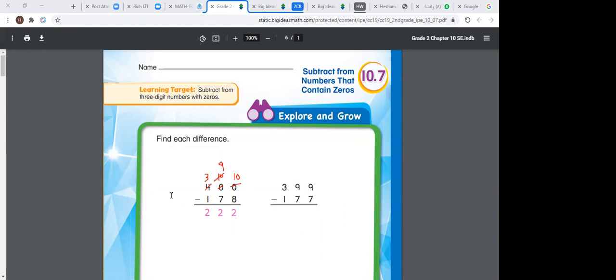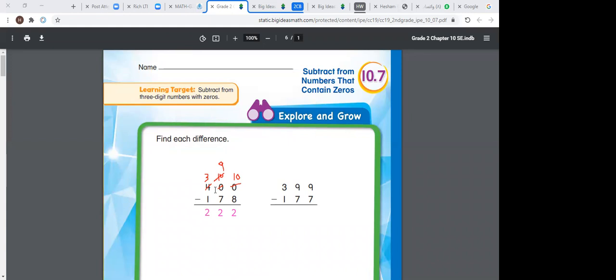This strategy, grade 2, is called regrouping. You can answer by regrouping like this, or you can answer by compensation. What's compensation? You can subtract 1 from the first number and subtract 1 from the second number. Minus 1, minus 1. Okay?